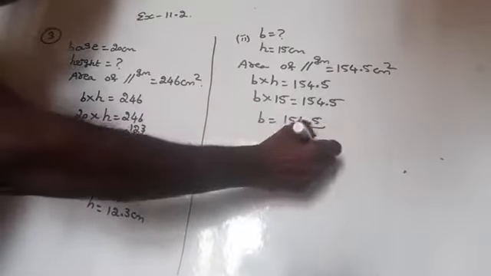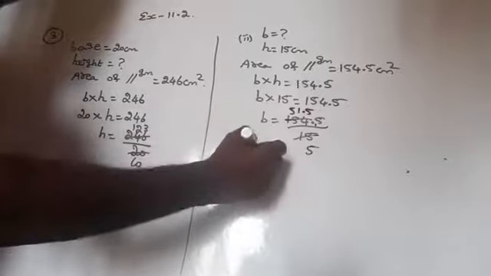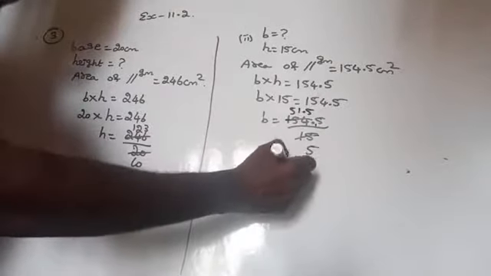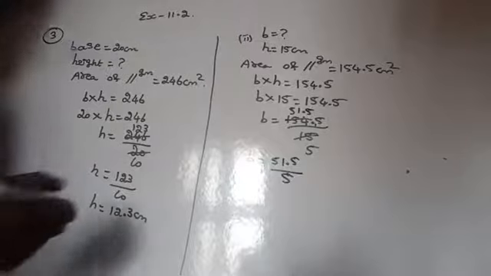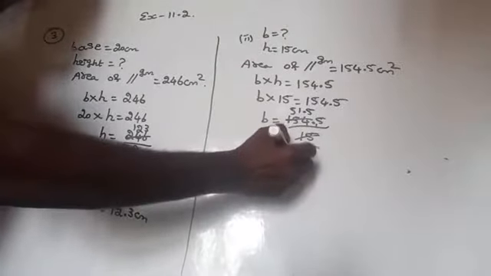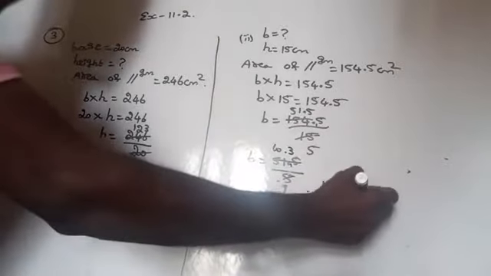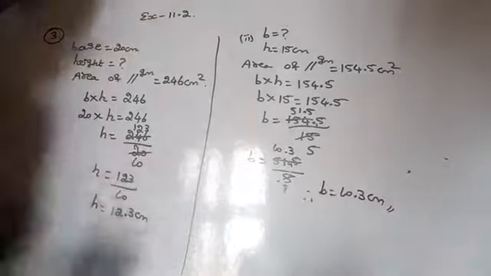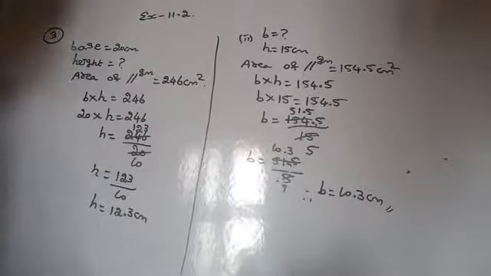So 5 3s are 15, 5 3s are 15, 1 3 is 3 remaining 1, 5 3s are 15, that is base equal to 51.5 by 5. Again it goes with the 5 table. Am I right? Yes. 1 5 is 5, 10 5s are 50 remaining 1, 3 5s are 15, so therefore base is equal to 10.3 centimeter. 10.3 centimeter. Am I right? Yes.